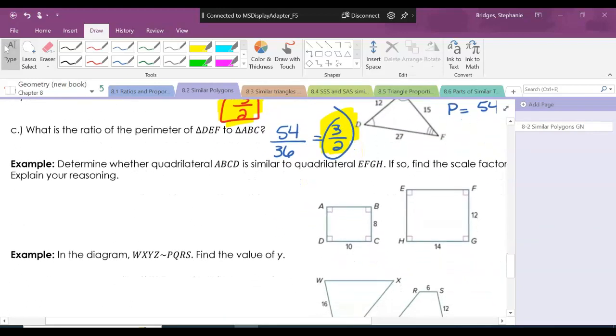Okay, first things first, we are going to determine whether quadrilateral ABCD is similar to quadrilateral EFGH. If so, we're going to find the scale factor. If not, we just write it up. So, look back at the top of the first page. What two things have to happen? All of the corresponding angles have to be what?